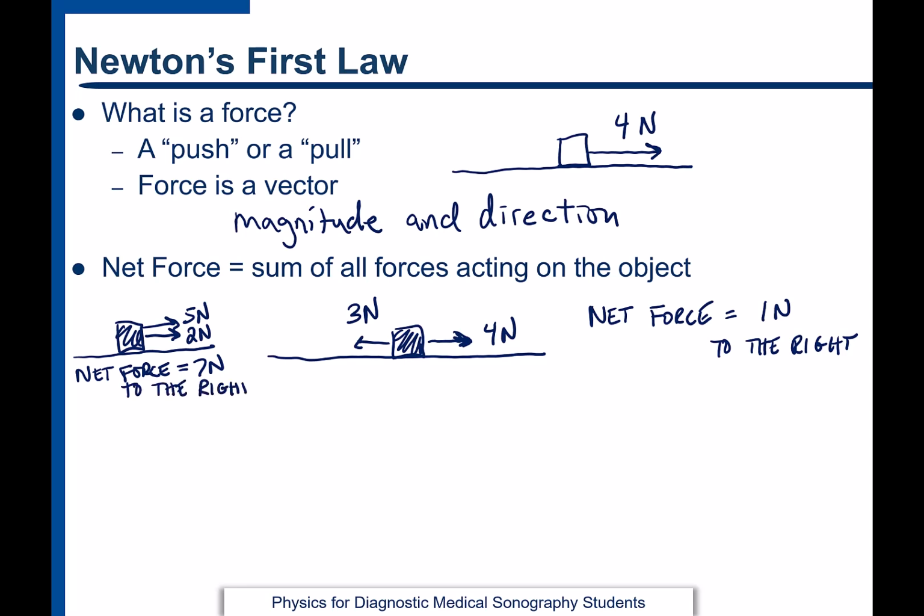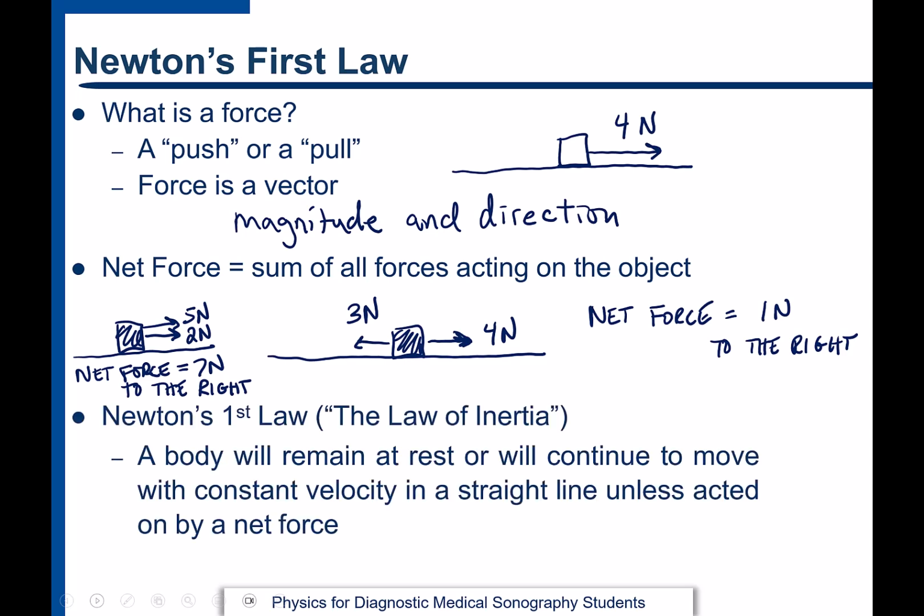So now that we have a basic understanding of what we mean by a force and what we mean by net force, let's now look at Newton's first law. Newton's first law is called the law of inertia, and we'll define what we mean by inertia in a few slides. But it says a body will remain at rest or will continue to move with constant velocity in a straight line unless acted on by a net force. So let's see if we can understand the significance of this.